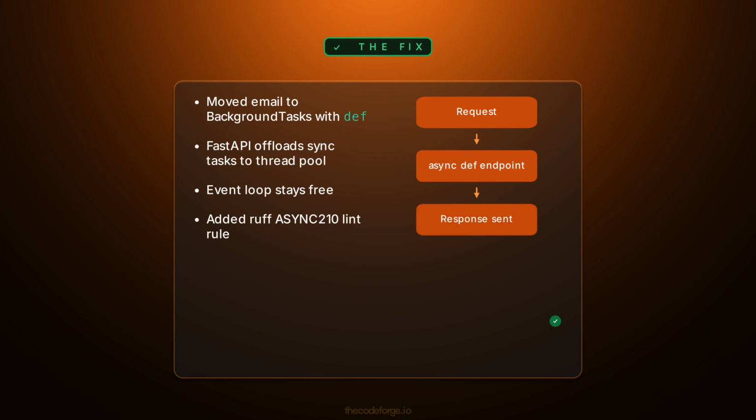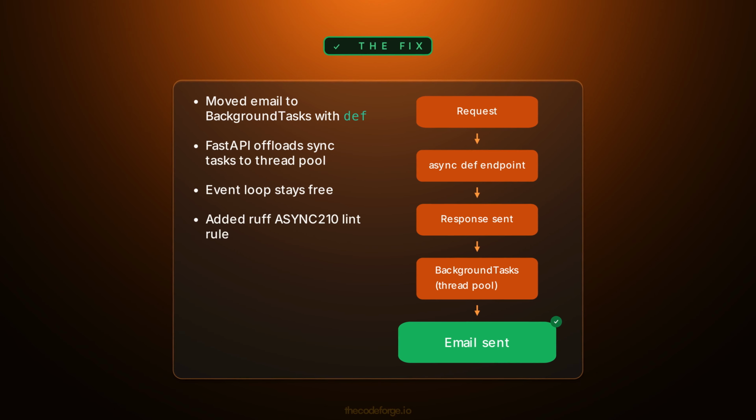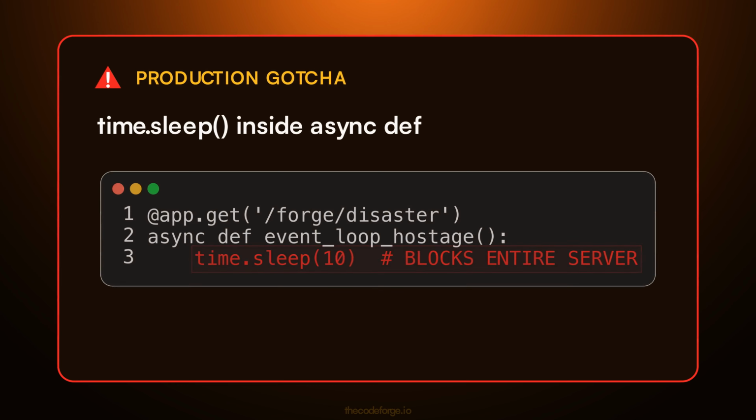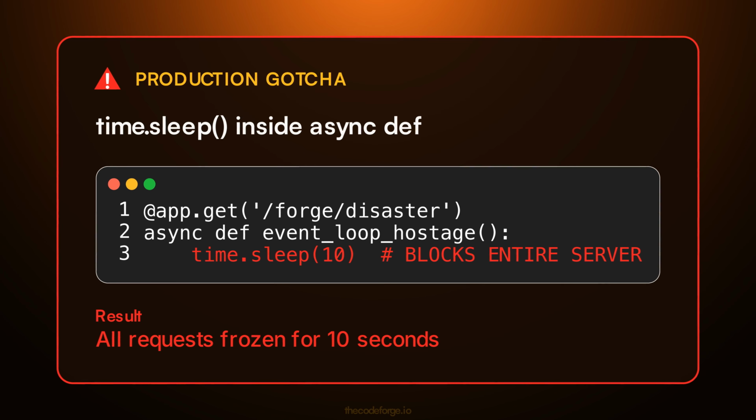The fix was straightforward: move email sending to a regular def function registered with background tasks. FastAPI runs it in the thread pool, not the event loop. For async native SMTP, use an async library. Also add linting to catch this pattern before it reaches production. This is the #1 production incident in FastAPI.